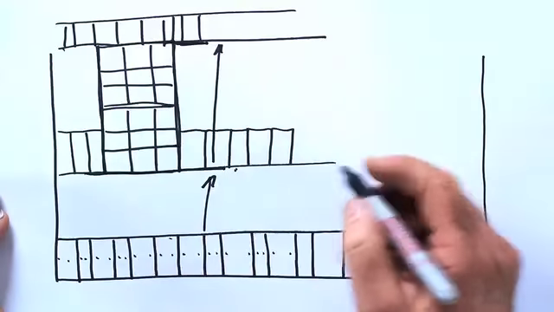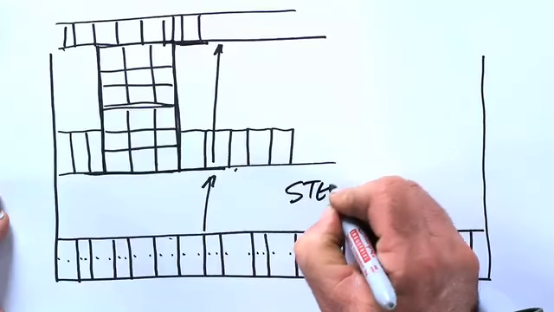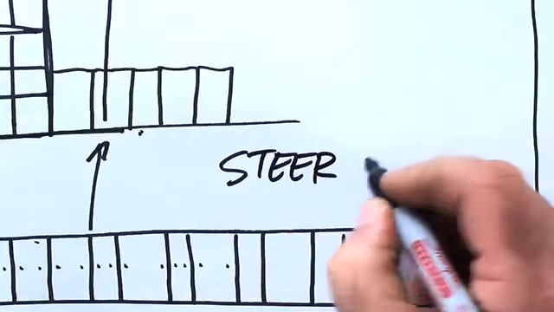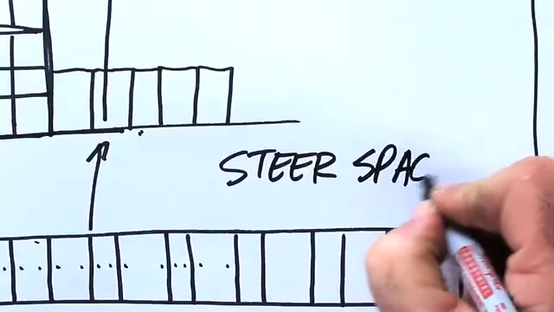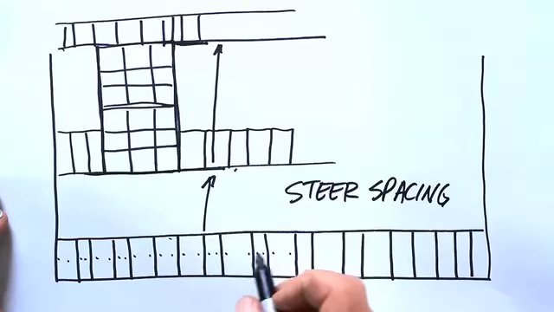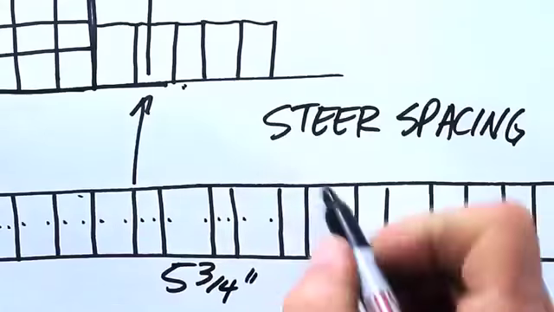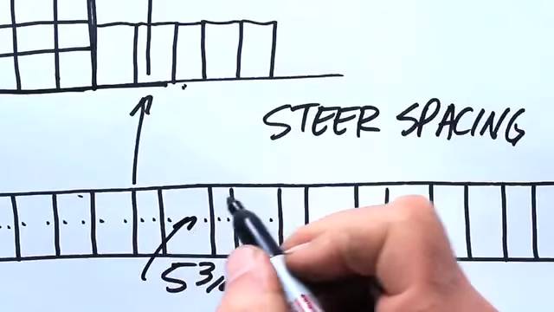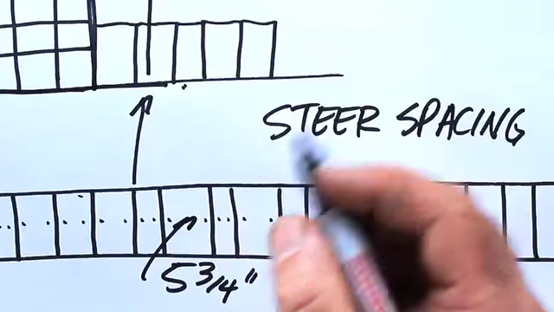So the first step is to understand that we're going to be varying or steering the amount of exposure of each course of shingles as it goes up. And we start by measuring. Now normally the shingle exposure we've used is 5 3/4 inches on the cabin, but we do vary that.